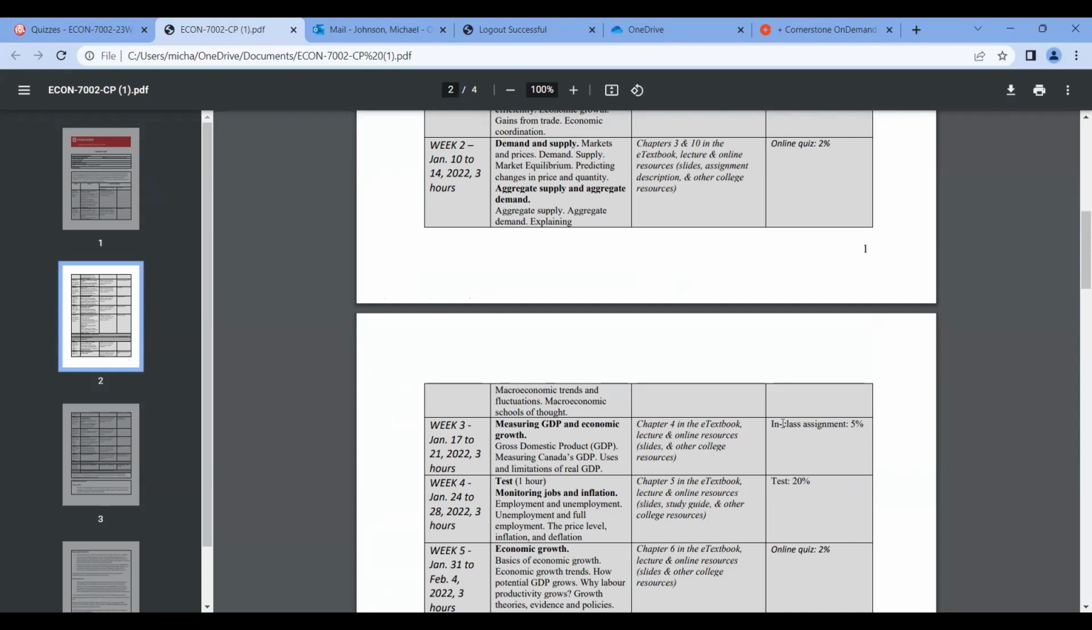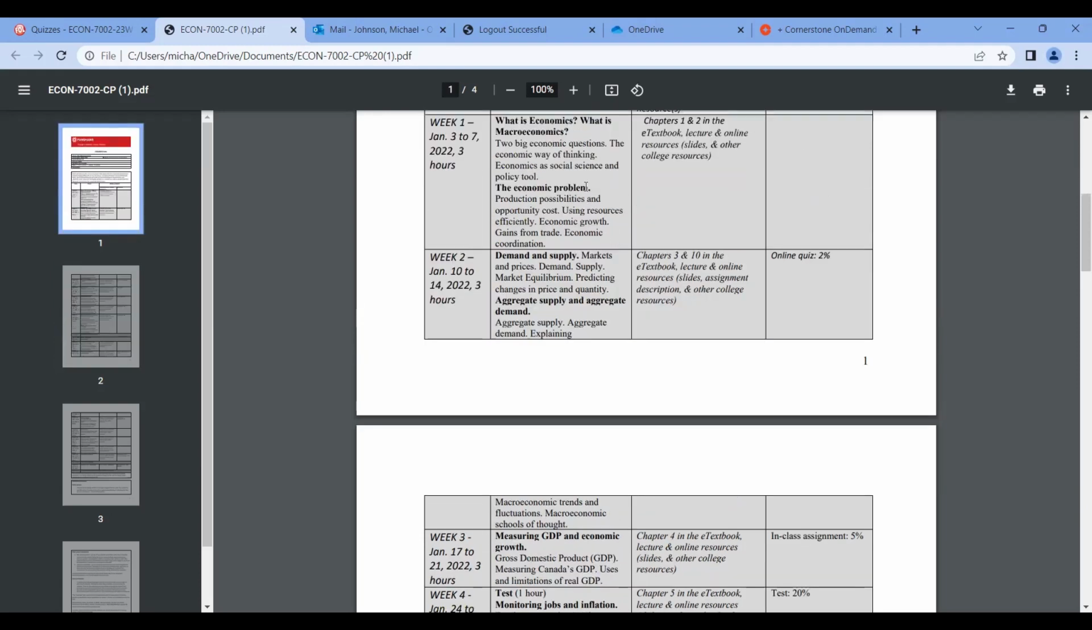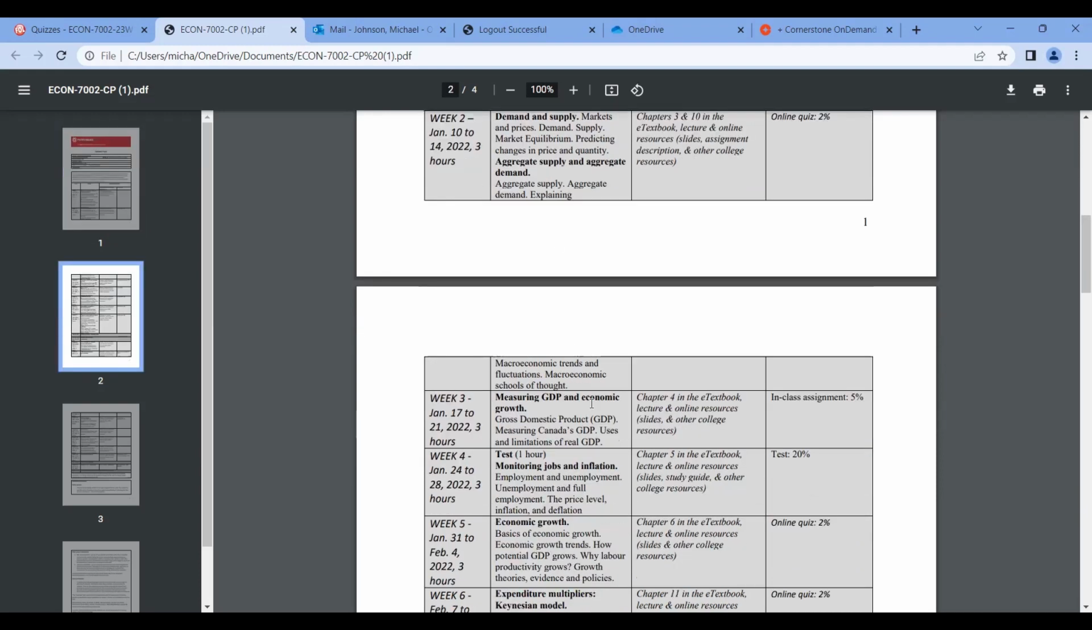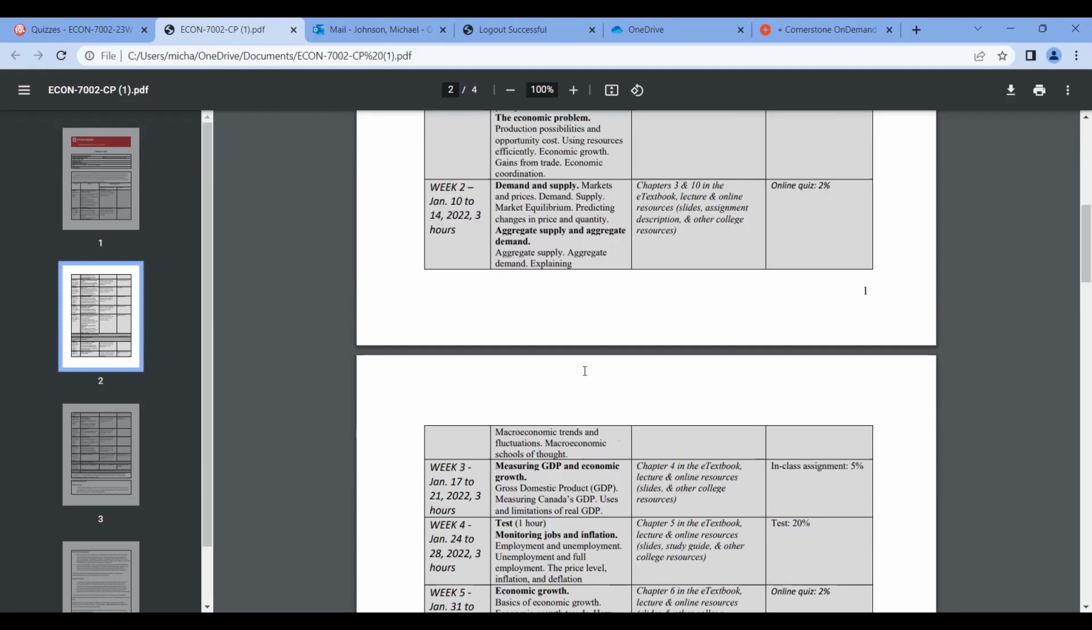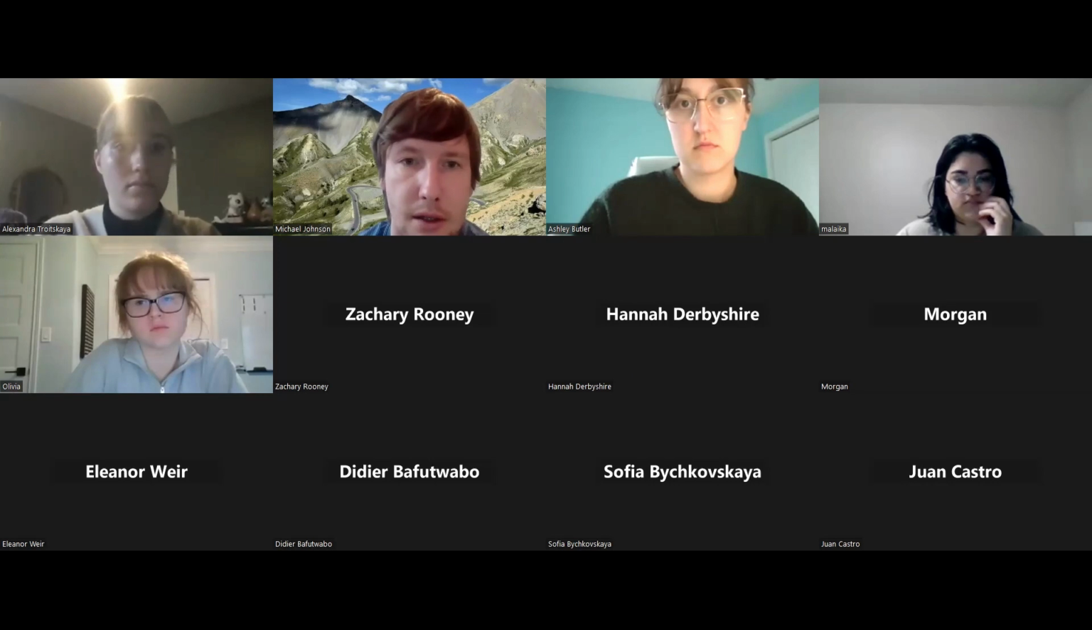Next week will be the test on what we've learned so far, including today. It will be based on the gross domestic product learnings, the demand and supply, aggregate supply and demand, and opportunity cost and production possibilities. So that's what's on the plan for today. I'll introduce the in-class assignment as we go along, it won't be introduced until later in the class.